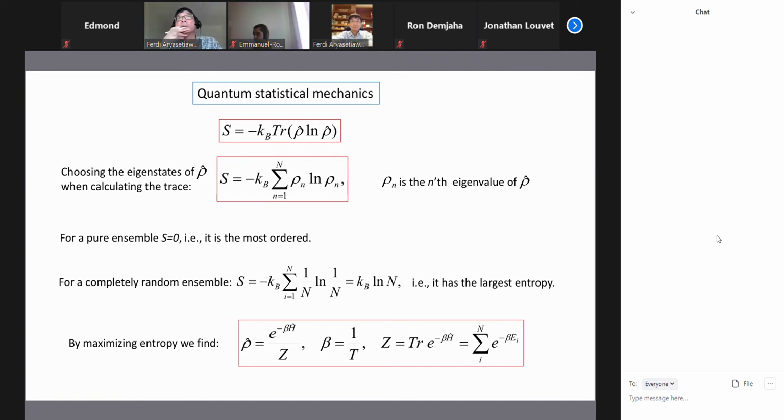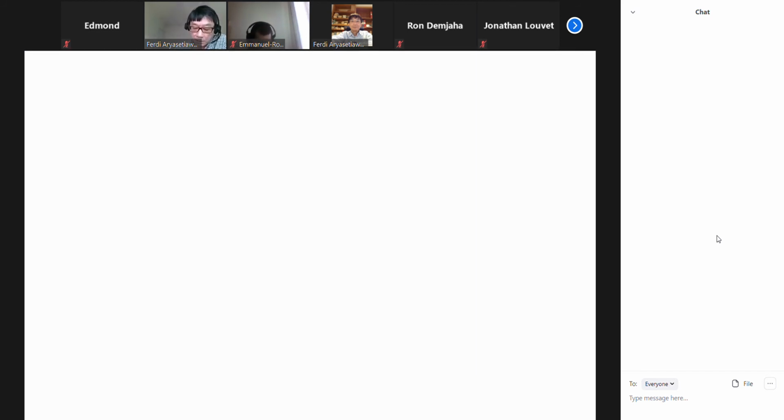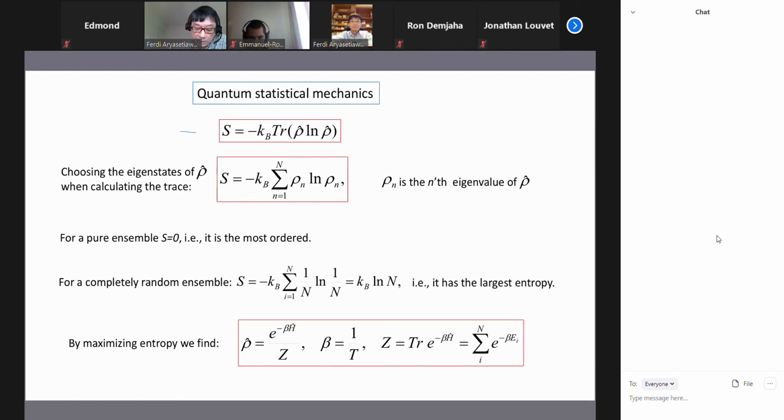So the connection to statistical mechanics is that the entropy, which is also a very central quantity in thermodynamics and statistical mechanics, can be written in the case of a quantum system in the following expression. It's given by minus the Boltzmann constant, k_B, times the trace of rho log rho. So how do we calculate this trace? Well, we just use the eigenvectors of the density operator. So we calculate the trace.